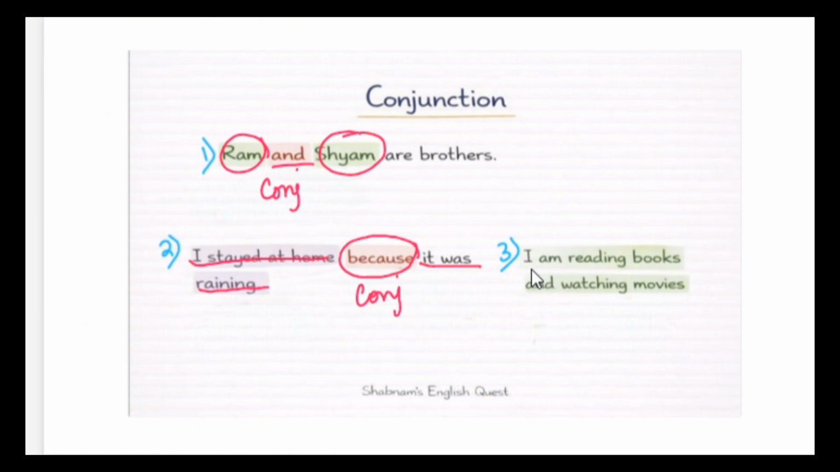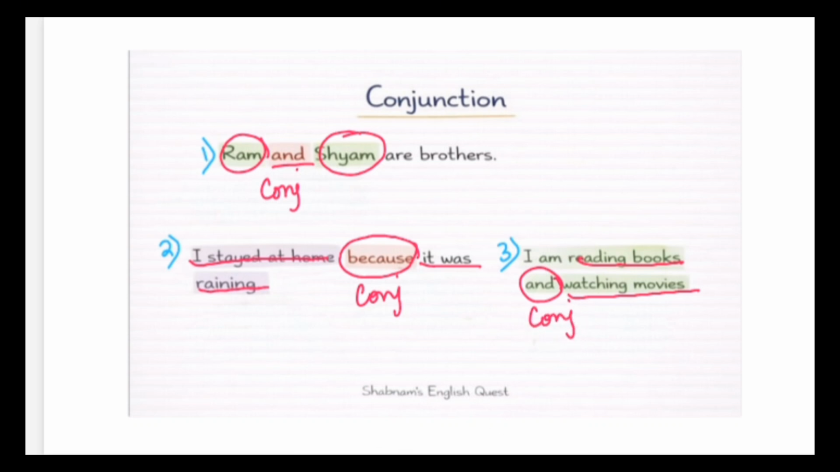Now let's take one more example where we can see how conjunctions join two phrases. I'm reading books and watching movies. Here, reading books is a phrase and watching movies is another phrase. And we are joining these two phrases with the help of conjunction and.